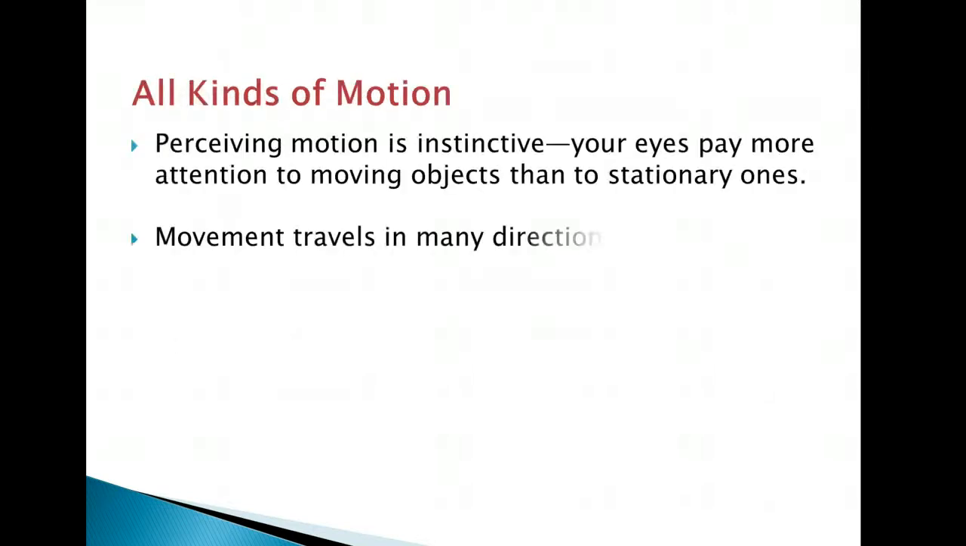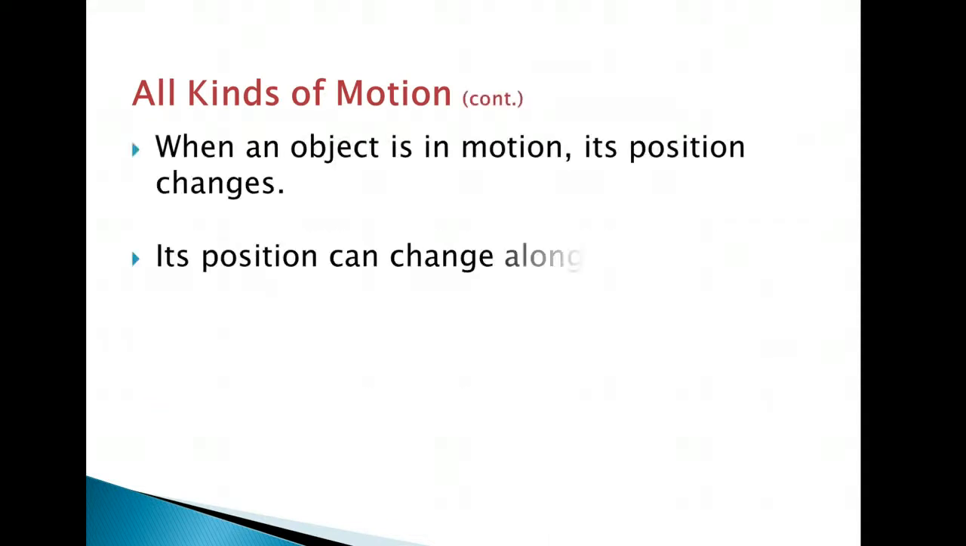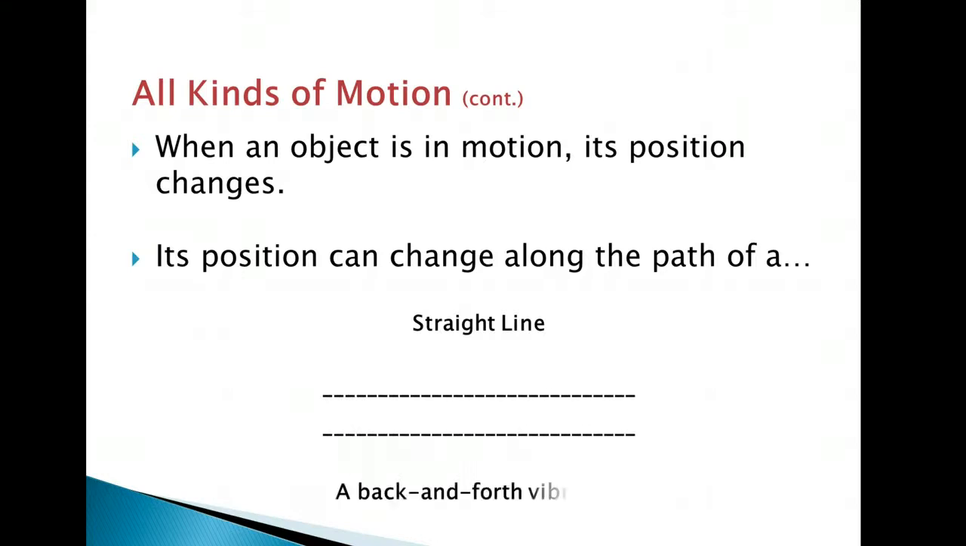Now, motion's all around us. Here are just a couple of examples. You could pause the video and read through them. There are several different types of paths that motion can take. They can take a straight line, and we spend a lot of time talking about motion in a straight line. We also talk about motion in a circular motion.